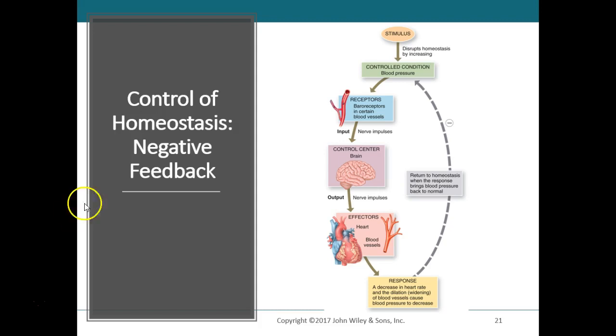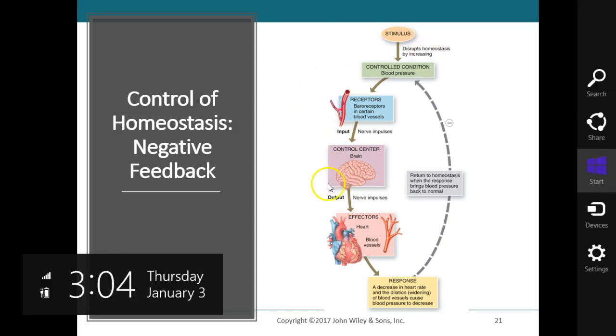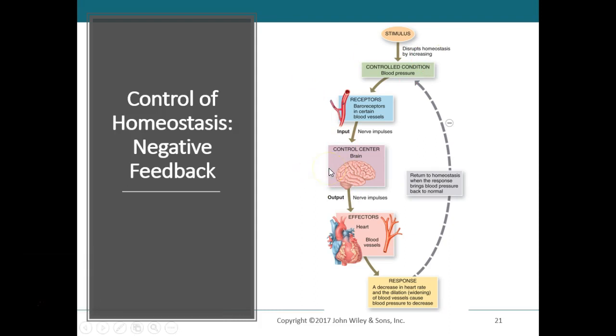Okay? So let's say that we're looking at the controlled condition of blood pressure. So the stimulus is homeostasis was interrupted by increased blood pressure. Okay, so blood pressure went up. We have receptors in some of our blood vessels that are called baroreceptors. Baroreceptors detect changes in pressure. So nerves that are attached to those blood vessels detect that stimulus, pressure increase, sends that stimulus to the brain, the control center. So the information is sent to the brain. Okay, blood pressure has raised.